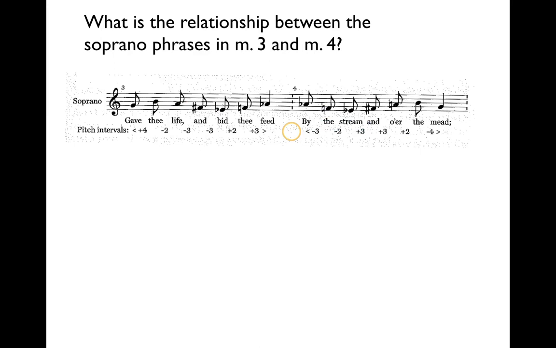In measures 3 and 4, again, we have this interval pattern of going up a major third, down a whole step, down a minor third, down another minor third, up a whole step, and up a minor third.